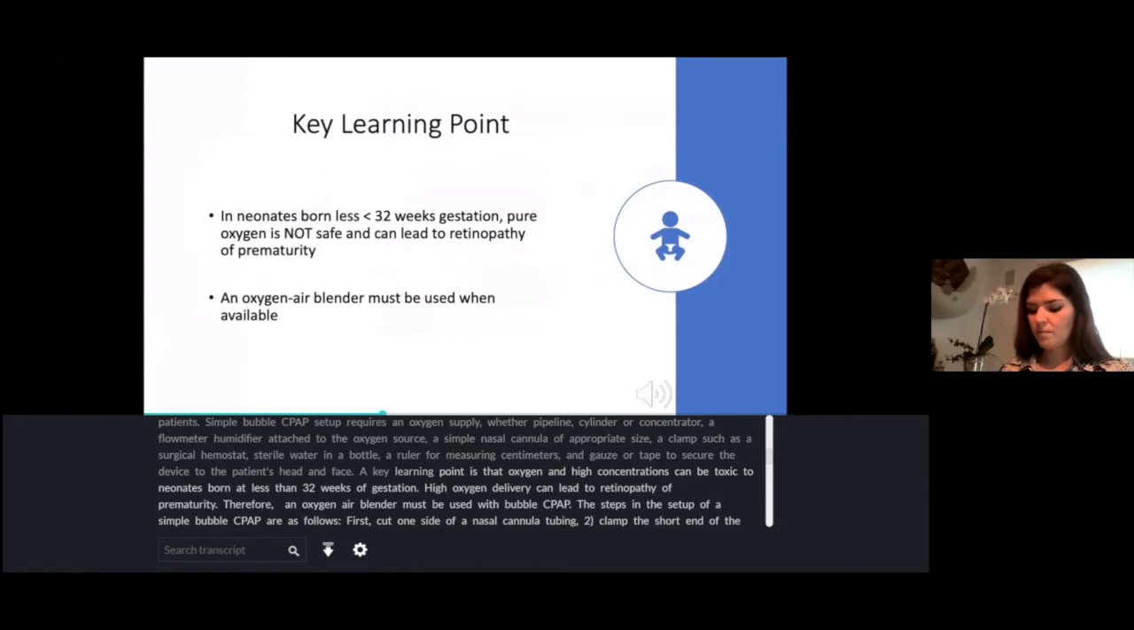A key learning point is that oxygen in high concentrations can be toxic to neonates born at less than 32 weeks of gestation. High oxygen delivery can lead to retinopathy of prematurity. Therefore, an oxygen-air blender must be used with bubble CPAP.